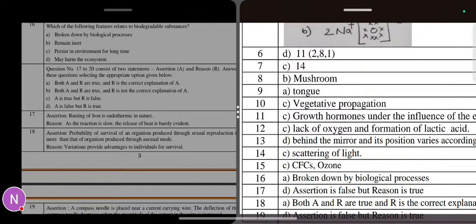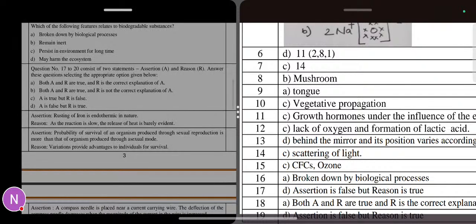Next, 18th question. Assertion: the probability of survival of an organism produced through sexual reproduction is more than that of an organism produced through asexual mode. Reason: variations provide advantage to individuals for survival. The correct answer for this is option A. Both A and R are true, and R is the correct explanation of A.